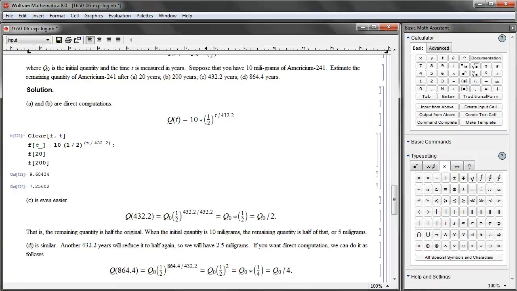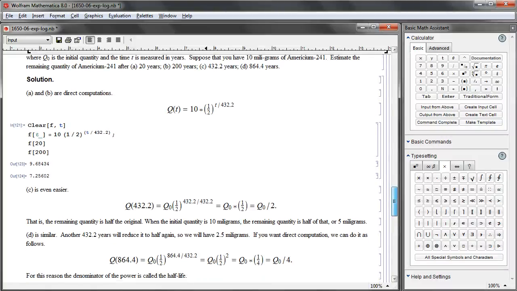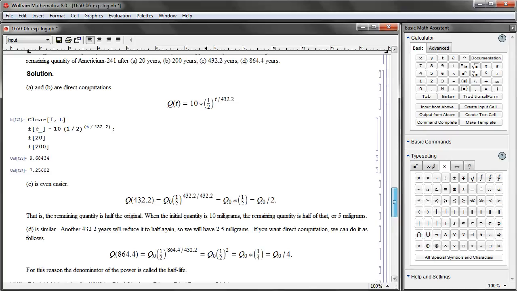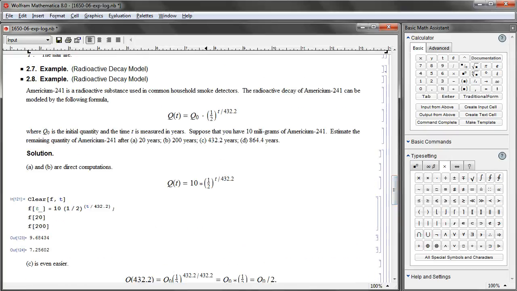10 years later, 20 years later, we have 9.68434 milligrams left out of 10, and then f of 200. 200 years later, we have 7.25602 milligrams left. And then 432.2 years later, that's going to be half of the original, so 5 milligrams. And then another half-life later is going to be a quarter, so 2.5 milligrams. Those two, C and D, can be done without a calculator. But if you use a calculator, you can answer all those questions.